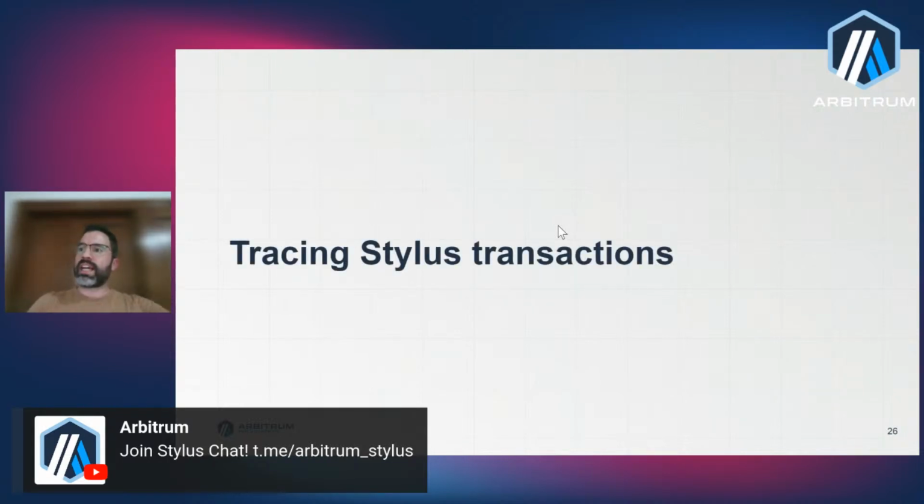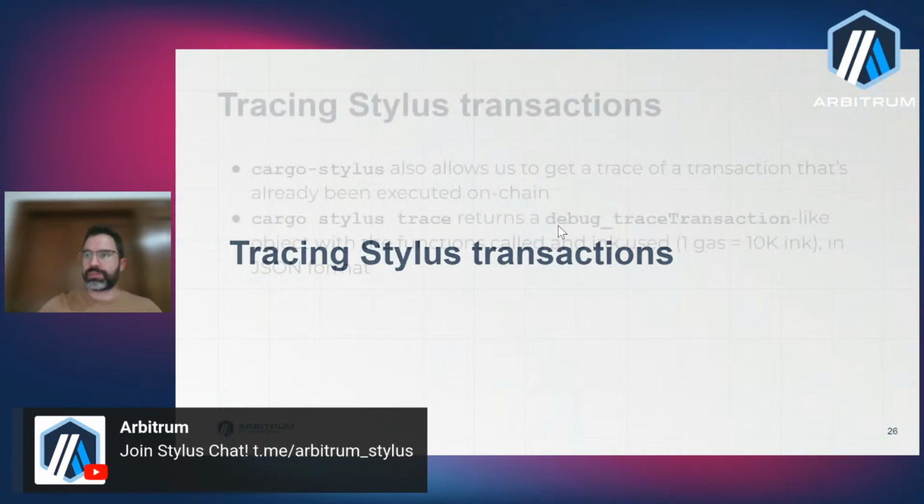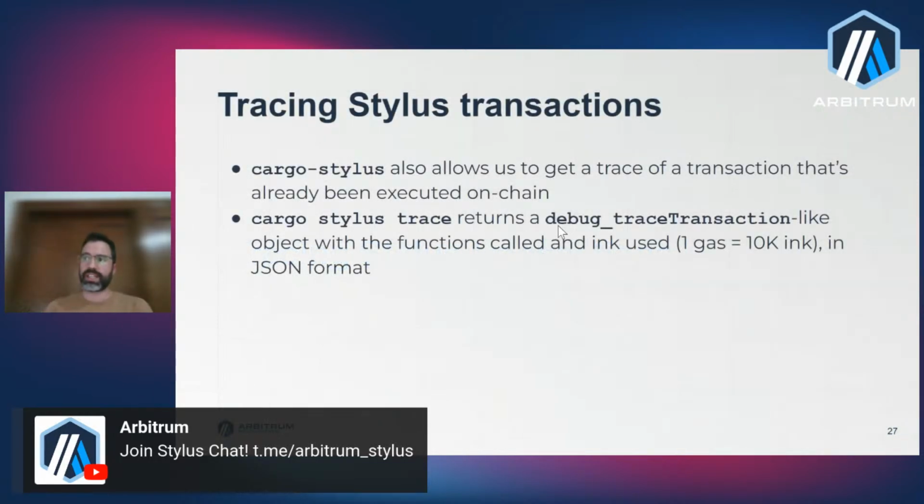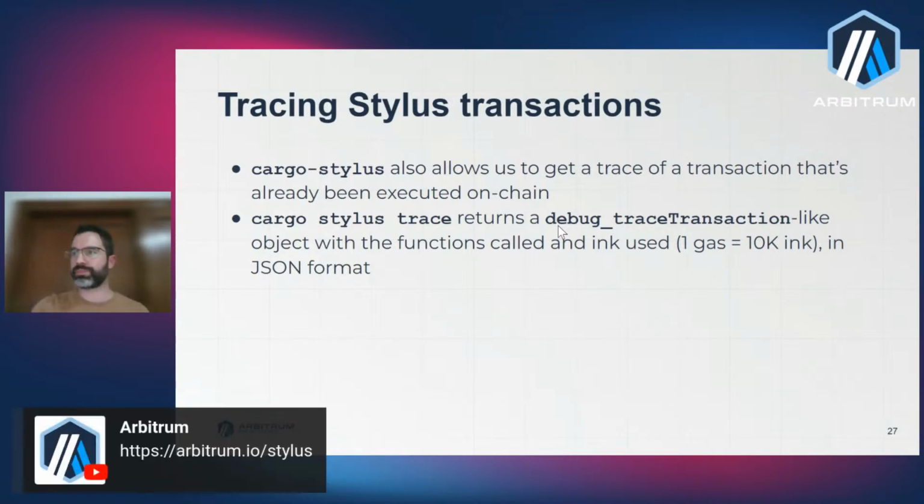Okay, next, this is the last part already. Tracing Stylus transactions. So we can use also Cargo Stylus to get a trace of a transaction that's already been executed on chain. What Cargo Stylus trace gives us is an object that looks like debug trace transaction, okay? And it contains the different functions that have been called and how much ink they used, okay? Ink, for those who are not familiar with it, is a unit of measure that is smaller than 1 gas. So actually 1 gas equals 10K ink, just so you know.